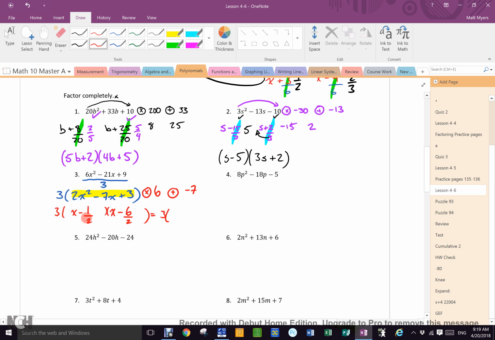Does 1/2 fix up at all? Does 1/2 get any easier? So where does the 2 go, Zaro? Before the x. 2x minus 1. Does 6 divided by 2 get any better? What does it become? 3. Any denominator? Nope. So it's x minus 3.